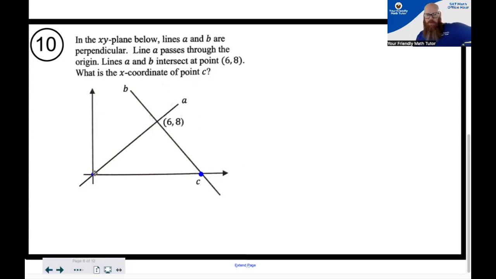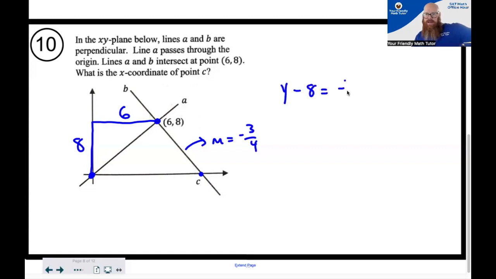So what we want, we know this is the origin and we know this point. So we want to find the slope. So we want to think about the rise over the run. So that's up 8 over 6. And 8 over 6 is 4 over 3. So the slope of this one is 4 over 3, which means the slope of this line is negative 3 over 4. So one way to do this is to use, again, point slope form. So y minus 8 equals negative 3/4 times (x minus 6).